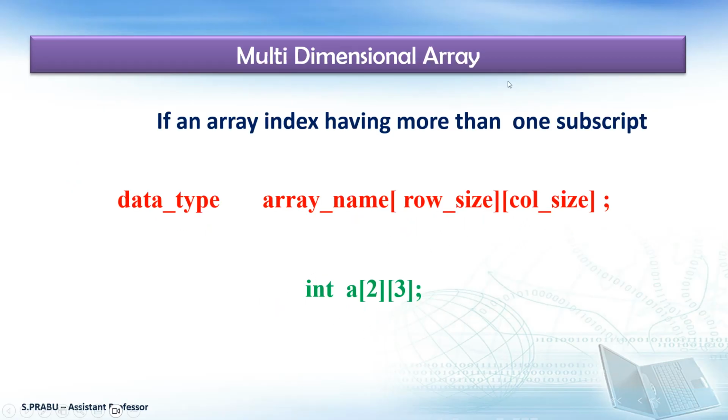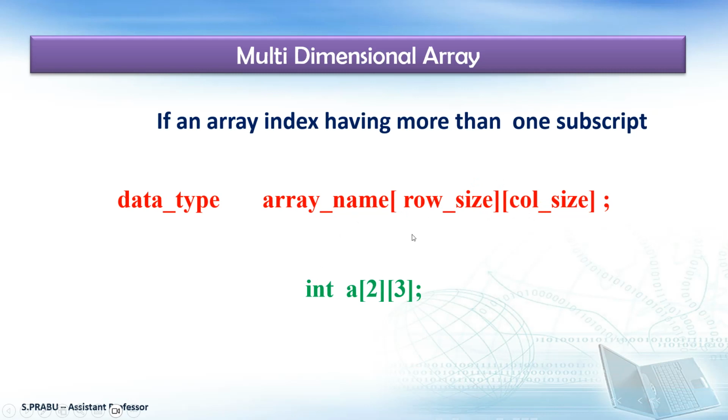Let's move to the multi-dimensional array. If the array index having more than one subscript, it is called multi-dimensional array. Two-dimensional array is the best example. So this is the example for two-dimensional array. So first part is data type, then array name. Within the square bracket, we can give two subscripts. And this one is the example.